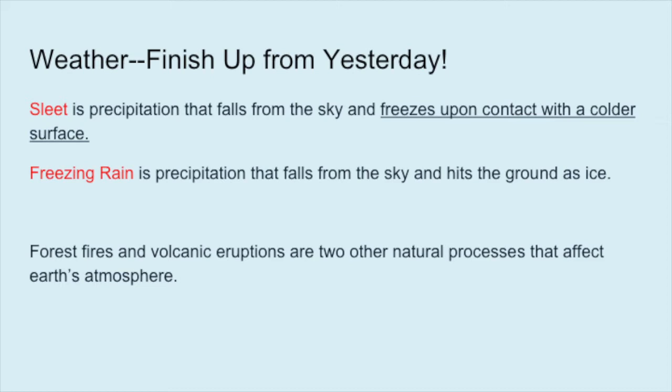Freezing rain is precipitation that falls from the sky and hits the ground already as ice. And then a last one, just as a side note, forest fires and volcanic eruptions are also two other natural processes that can affect the environment.